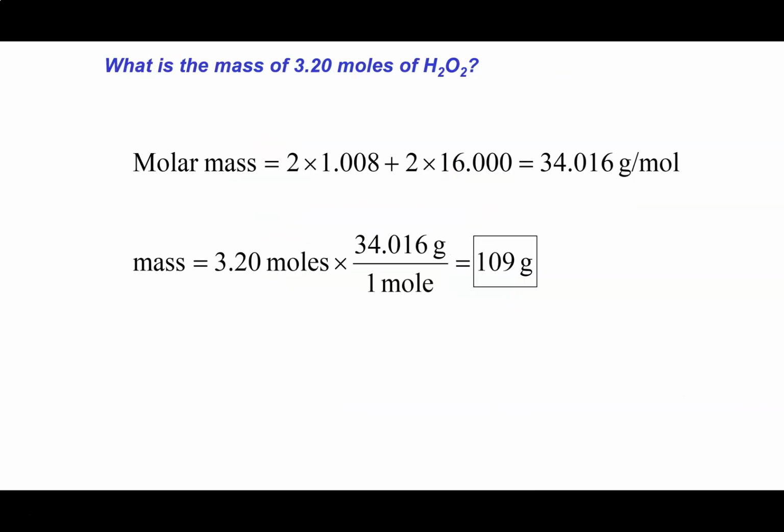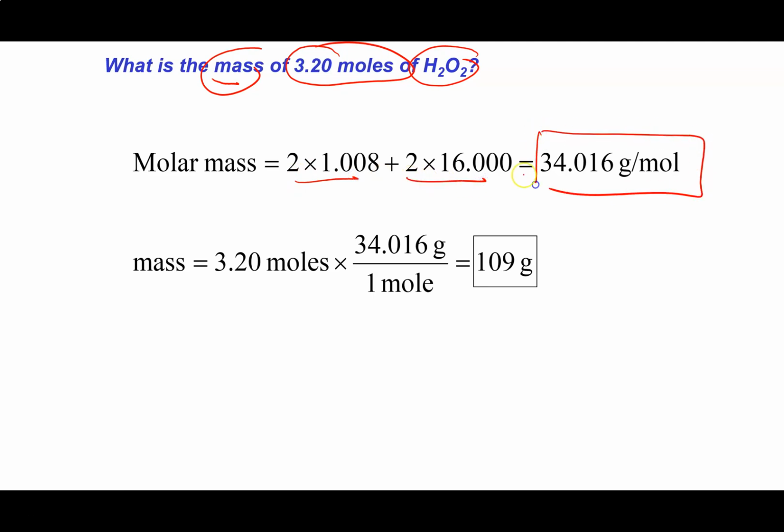Okay, so this one, we want to go from moles into grams. It says, what is the mass of 3.20 moles of hydrogen peroxide? So the first thing to recognize is that this is converting grams and moles, so we need a molar mass. So I've got 2 hydrogens plus 2 oxygens, and so there's my molar mass.